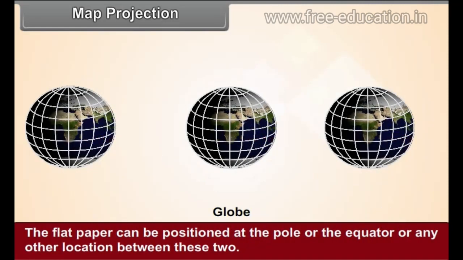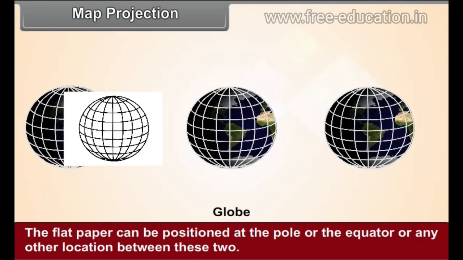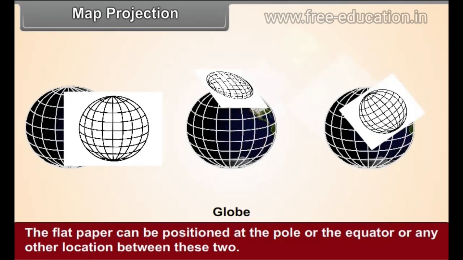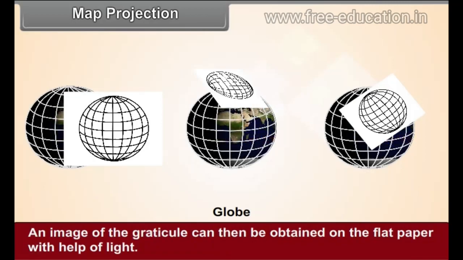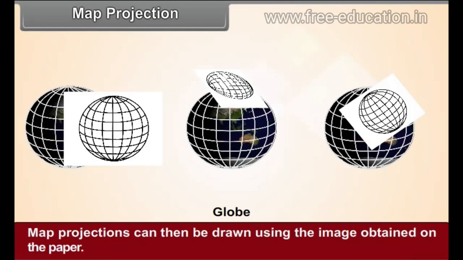The flat paper can be positioned at the pole or the equator or any other location between these two. An image of the graticule can then be obtained on the flat paper with the help of light. Map projections can then be drawn using the image obtained on the paper.